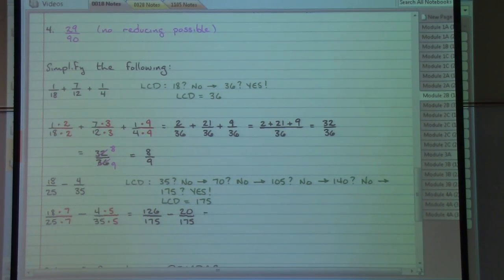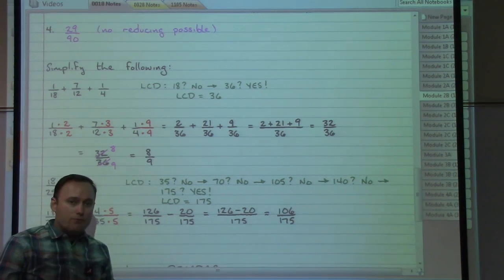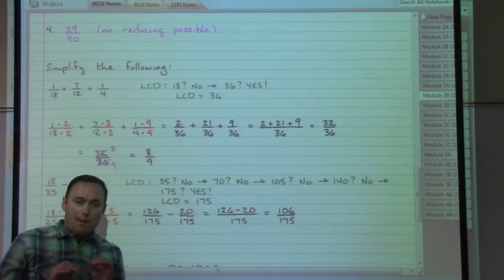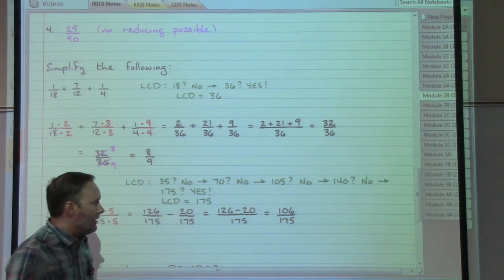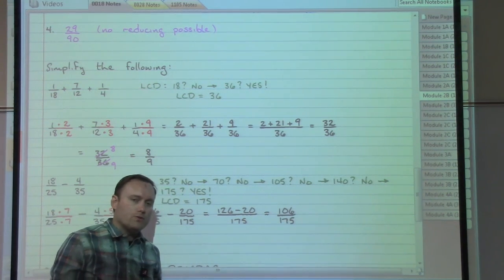Now that both my fractions have that common denominator, I can put my numerators together. 126 minus 20. I keep the denominator the same, 175. So I get a 106 on the top, I got a 175 on the bottom, and I need to ask myself before I move on, can I reduce? I built the 175, so I know numbers that will work with that. Let's see if any of them work with the 106 on the top.